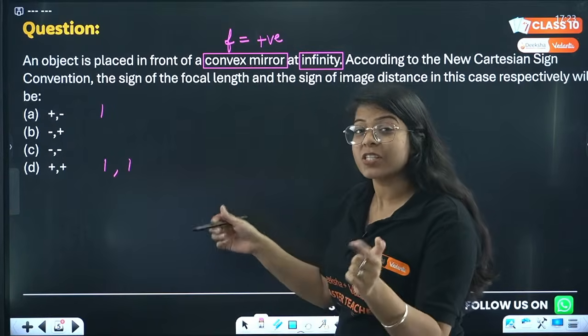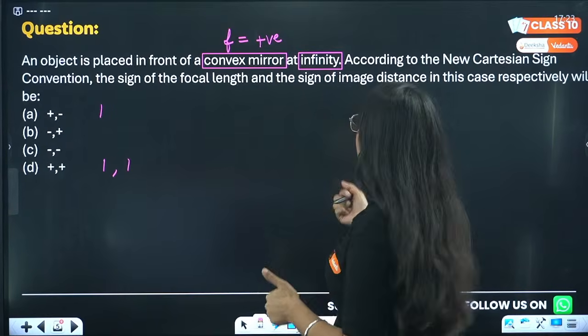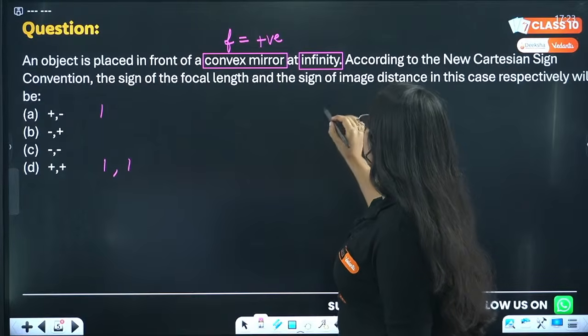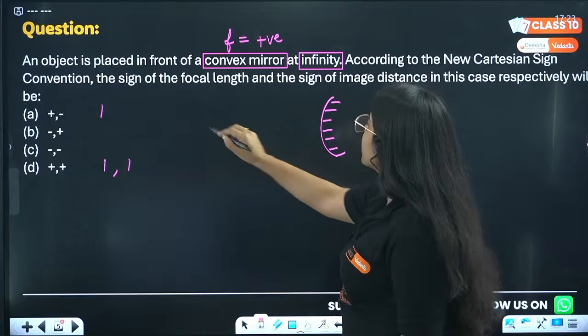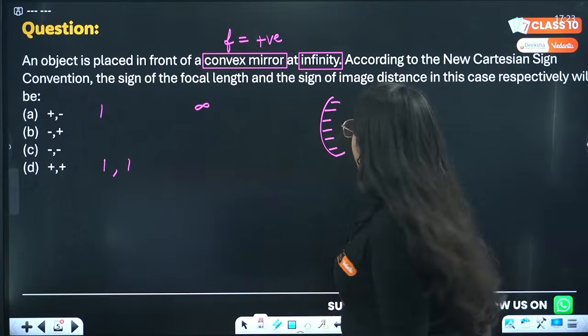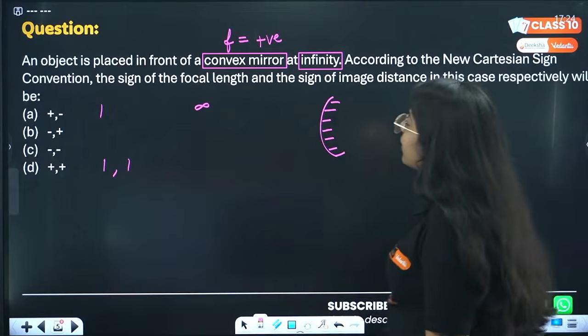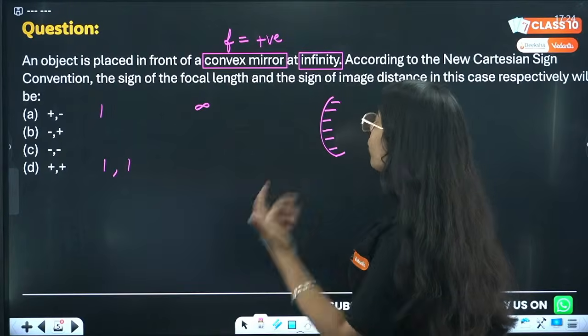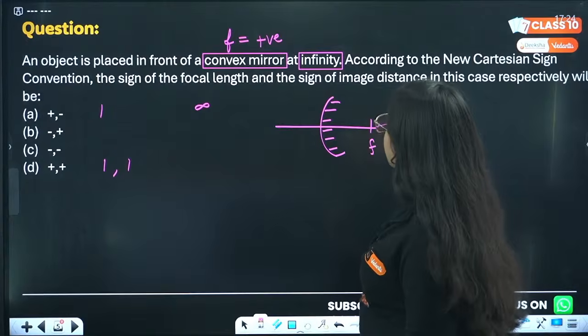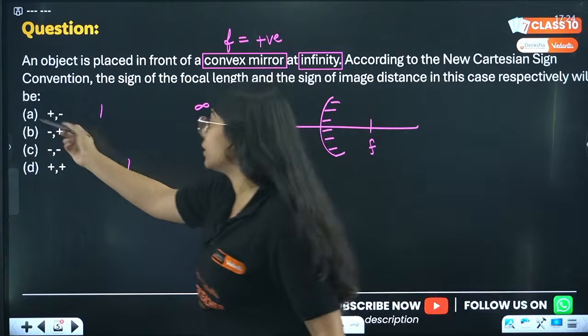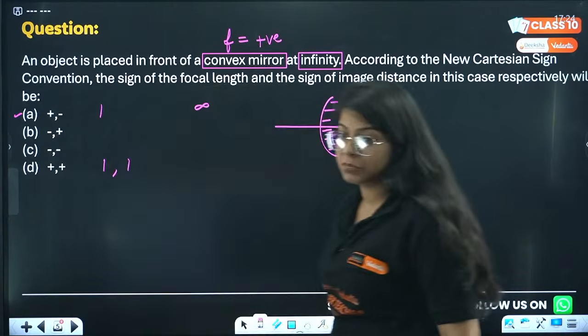Okay, beta, this is convex mirror. We made the whole chart because of questions like this. So we have convex mirror. Convex mirror looks like this. And the object is at infinity. According to the new Cartesian coordinates, the sign of the focal length. Now, focal length is positive. Focus on this side. So, first is positive. It can be A. It can be D. Great.